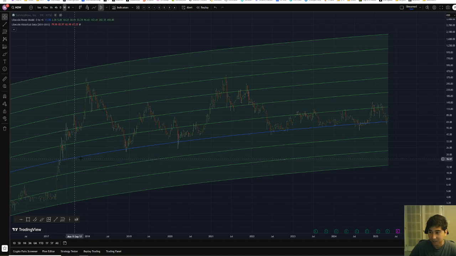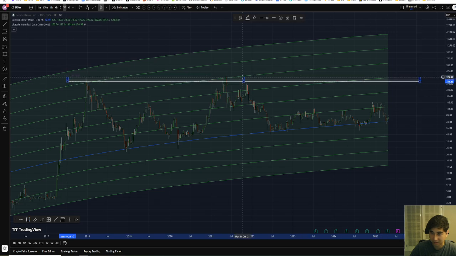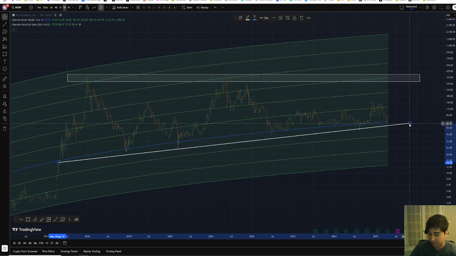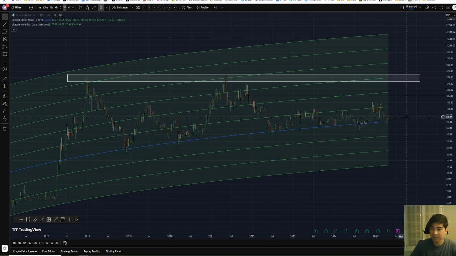But in terms of this pattern, which is this ascending triangle, let me draw it out. Basically this ascending triangle here, just the top. Then we got this line here, which is basically just the blue line. We'll just keep it as the blue line. This pattern's been going on, and it is about to hit 8 years exactly.